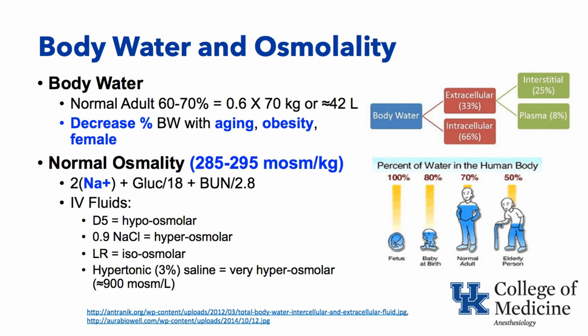IV fluids: D5W is hypoosmolar. 0.9 normal saline is hyperosmolar, lactated Ringer's is isoosmolar, and if you happen to be using hypertonic saline, for example, in a patient with traumatic brain injury and high intracranial pressure, it is very hyperosmolar, approximately 900 milliosmoles per liter.